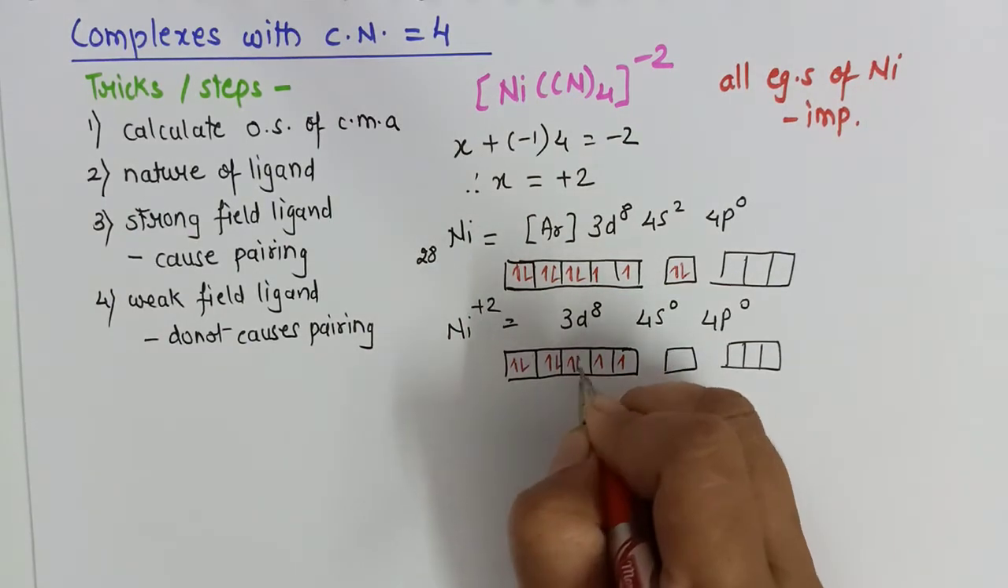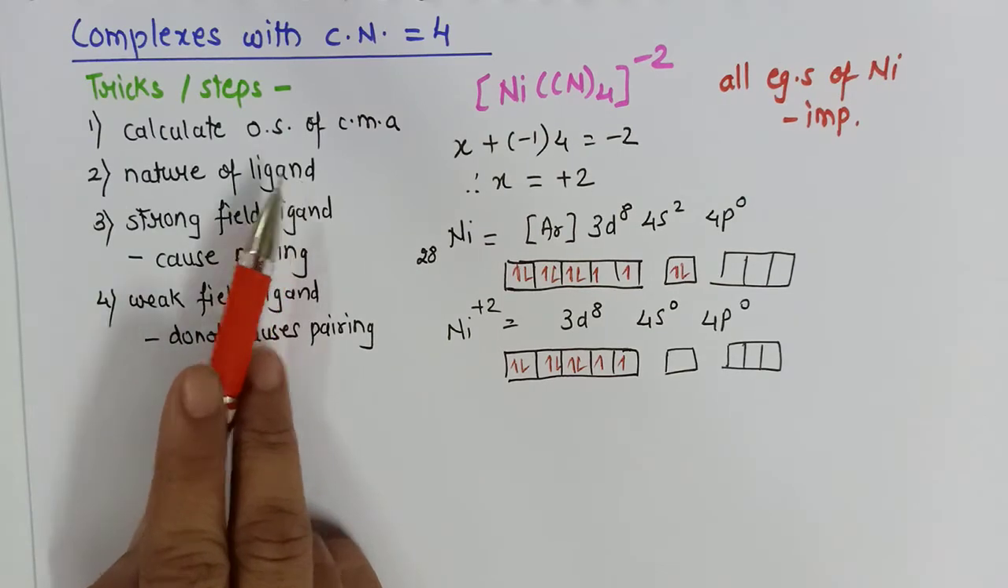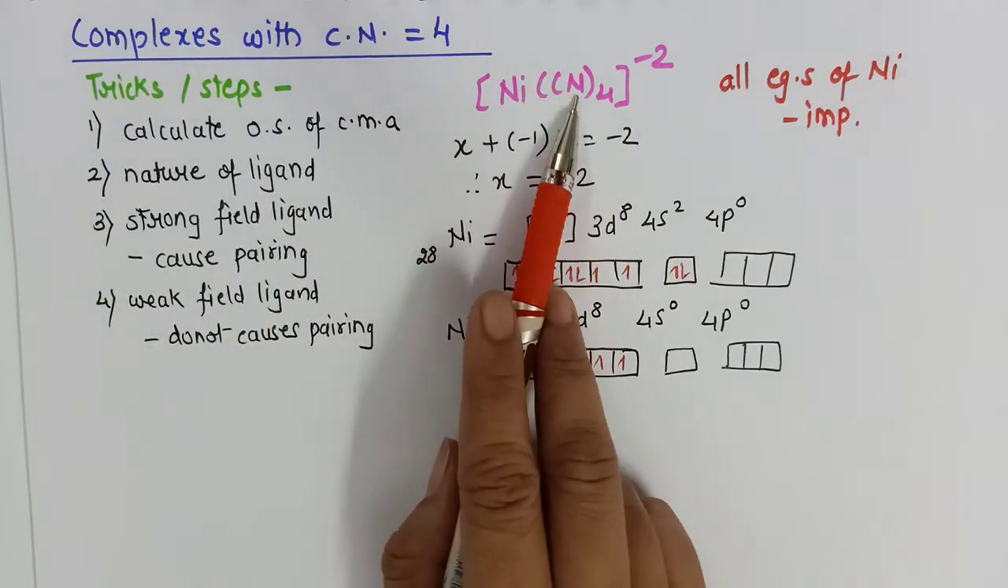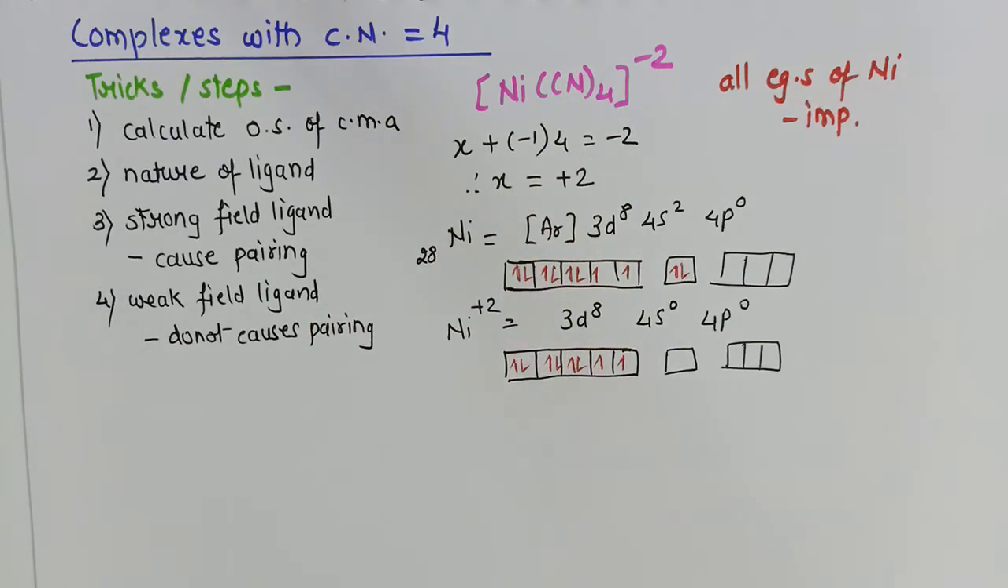And this is the configuration of 3d8. What's the next step? We see the nature of the ligand. The approaching ligand is cyanide, which is a strong ligand. So what will it do? It will cause the pairing of the electrons. How will the pairing occur?